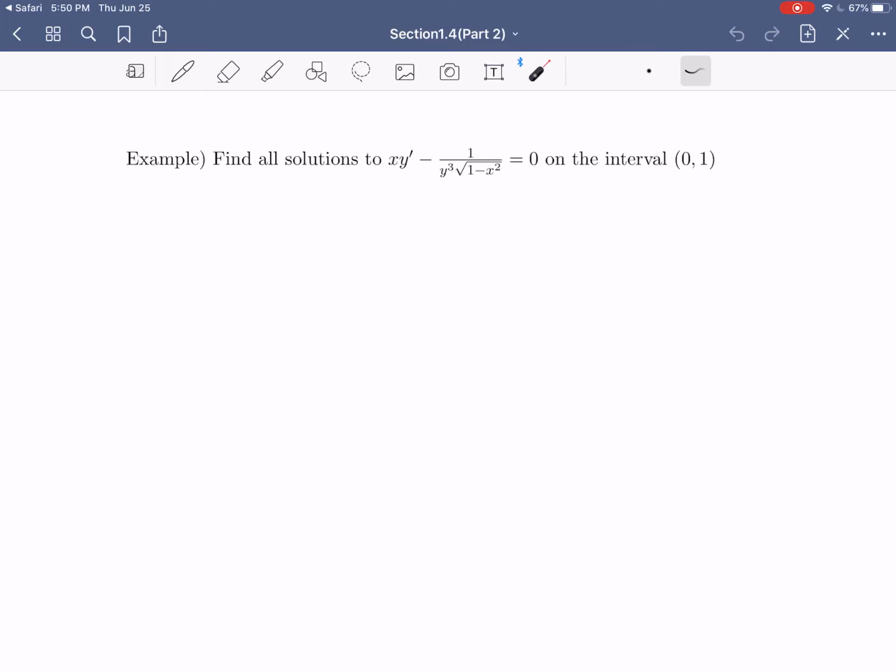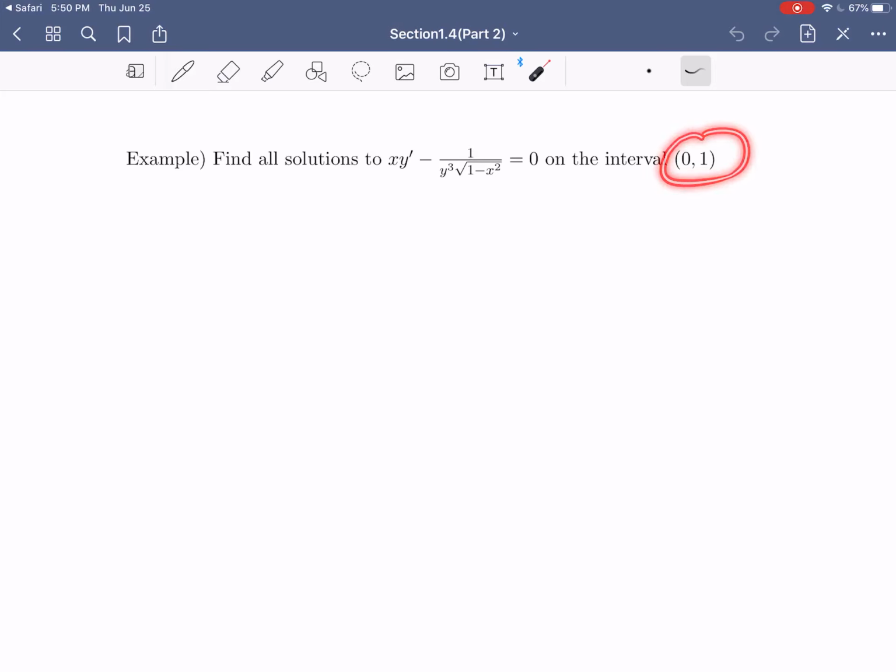So, first of all, we'll just start off with trying to find all the solutions to this differential equation, xy' minus 1 over y cubed times the square root of 1 minus x squared equals 0 on the interval (0, 1). Whenever you see an interval like (0, 1), that means x in (0, 1). So the interval is always referencing the independent variable.